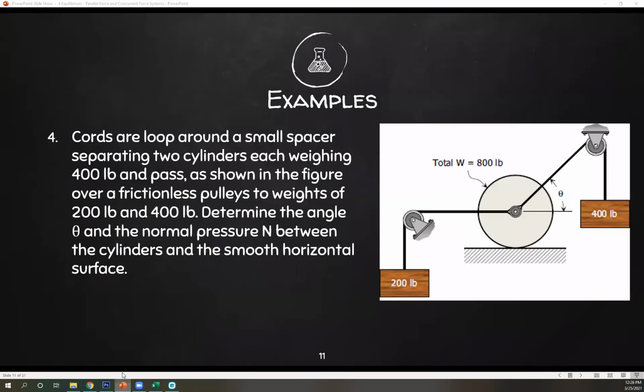Okay. Chords are looped around a small spacer, separating 2 cylinders, each weighing 400 pounds, and pass, as shown in the figure, over a frictionless pulley to weights of 200 pounds and 400 pounds. Determine the angle theta and the normal pressure N between the cylinders and the smooth horizontal surface. So we're looking for theta, and then we're looking for N.